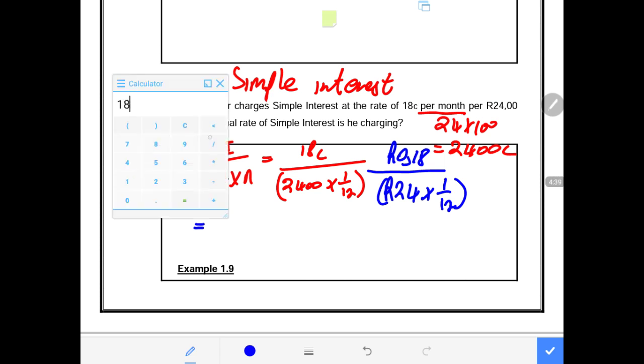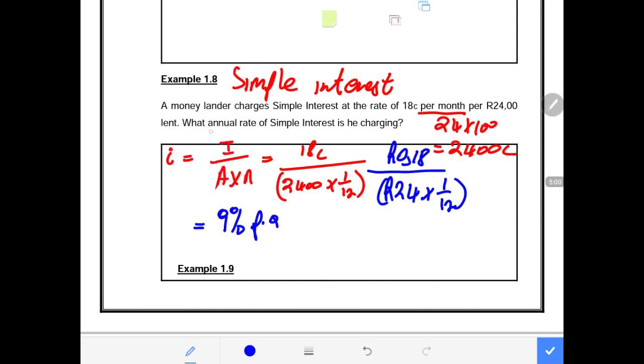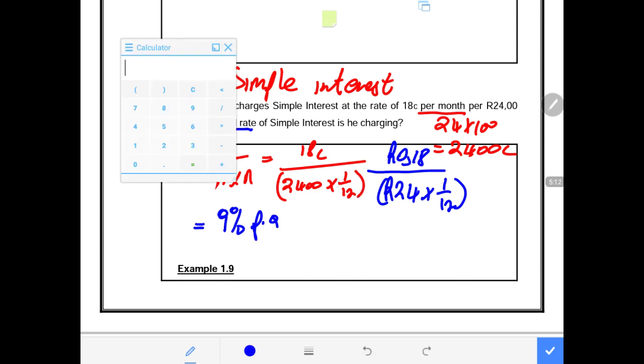We have 18 divided by open brackets 2400 times 1 divided by 12. We close the brackets, equals, then we multiply this by 100, we get 9%. That means this money lender, or this machonisa, is charging 9% per annum. Why do you say per annum? Because they said the annual rate, and you can see that our N is converted to annual equivalent, 1 month out of 12 months in a period of a year, which is an annum.